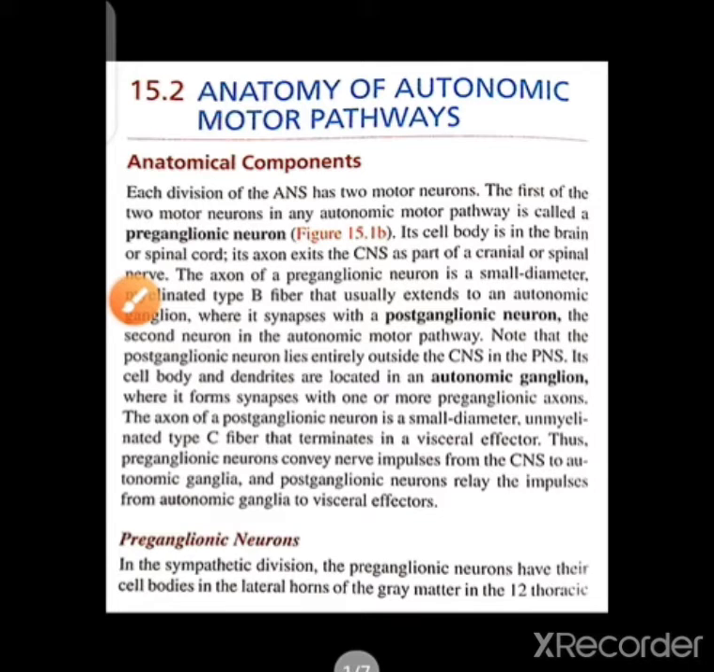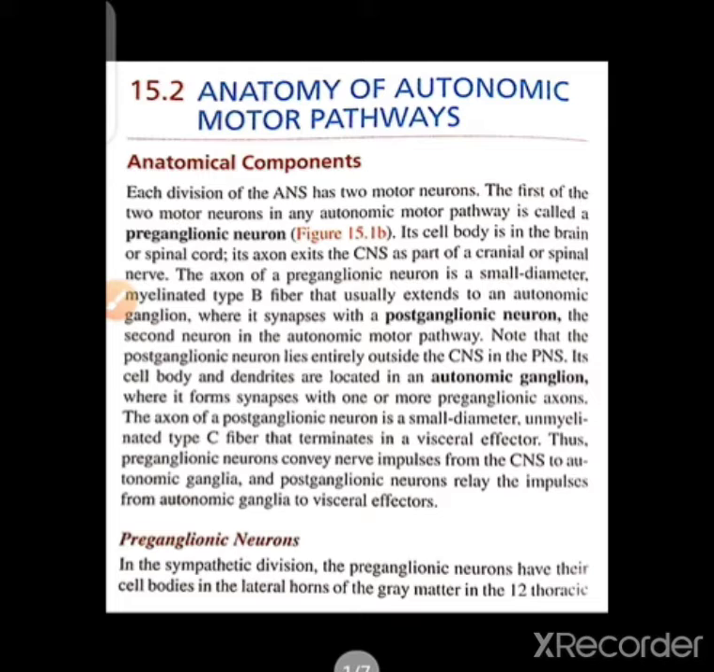Very good morning. Today we'll study the anatomy of autonomic motor pathways, and specifically the sympathetic division of autonomic motor pathways. What are the anatomical components? Each division of the autonomic nervous system, that is the ANS, has two motor neurons.